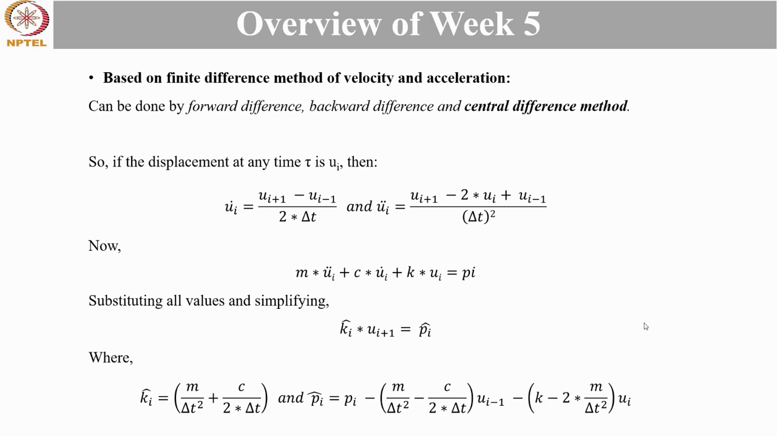Second one is based on finite difference method of velocity and acceleration, and this can be done in three ways: backward difference, forward difference, and central difference. In the course we followed the central difference method. In the central difference method, if the displacement at any time t is known, the velocity and acceleration response can be written as follows, as you can see on the slide. Then substituting these responses in the dynamic equilibrium equation, we can get a response function in an iterative way. We will see a numerical on this, like how to write the response function for the central difference method using MATLAB.